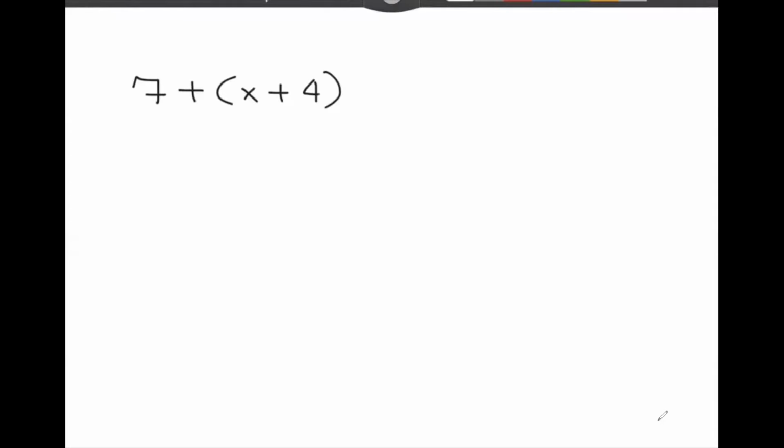All right, so what I really want to do is get the 7 and the 4 next to each other so that I can add them together. One way to do that is to first use the commutative property to change the order of the x and the 4. So instead of x plus 4, we'll write 4 plus x.